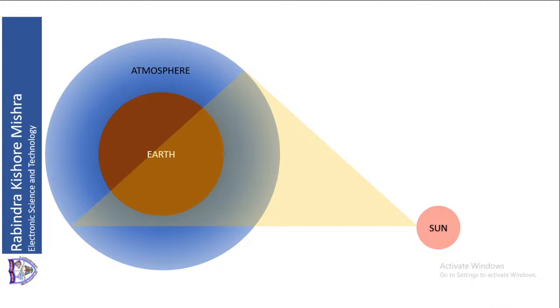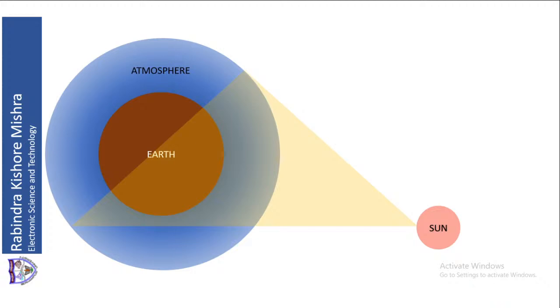But between these two regions, there will be a region which has a sufficient amount of energy and a sufficient amount of density. That region, where we have sufficient energy and sufficient density, will get ionized. So the gases present in the atmosphere in that region get ionized. That region or zone which gets ionized is called the ionosphere.